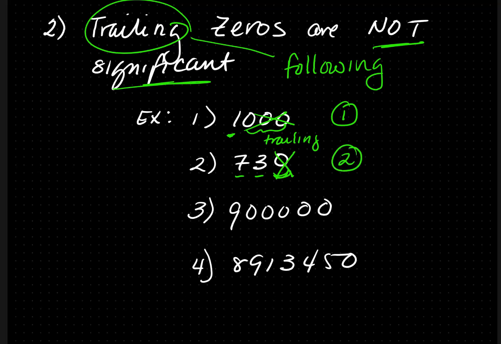Pause the video, try 3 and 4, and check your answers. Number 3, you should add 1. 9 is a non-zero digit. These zeros are all following the 9, so they are trailing zeros. For 4, all the numbers before the 0 should have been significant, so you should have 6 significant digits. This is a trailing 0 because it's following the other non-zero digits, and so it does not count.